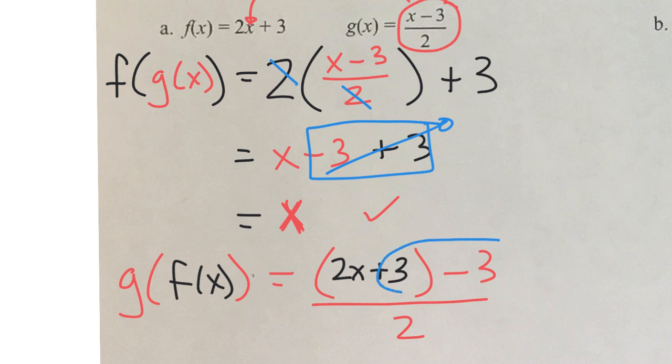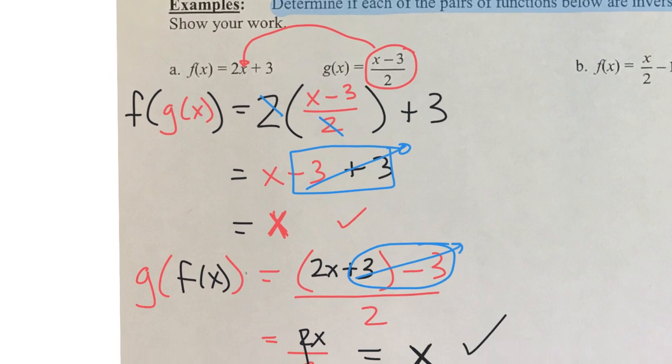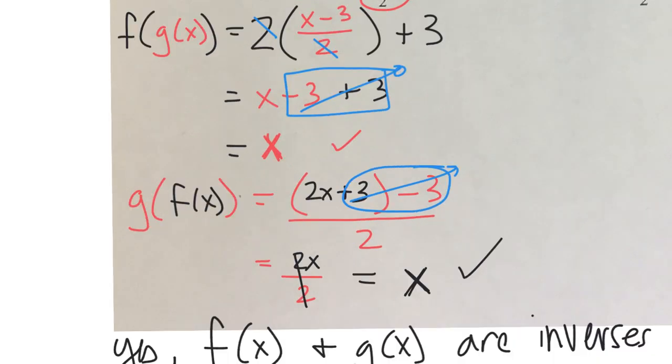We can combine our like terms. There's your 0. So 2x divided by 2, 2 divided by 2 is 1, and we just have x left over. So because it works both ways, that means that, yes, those two functions are inverses of each other. Both compositions gave you x as their answer, which means that they are inverses of each other. That's the analysis that we do once we perform all the algebra.